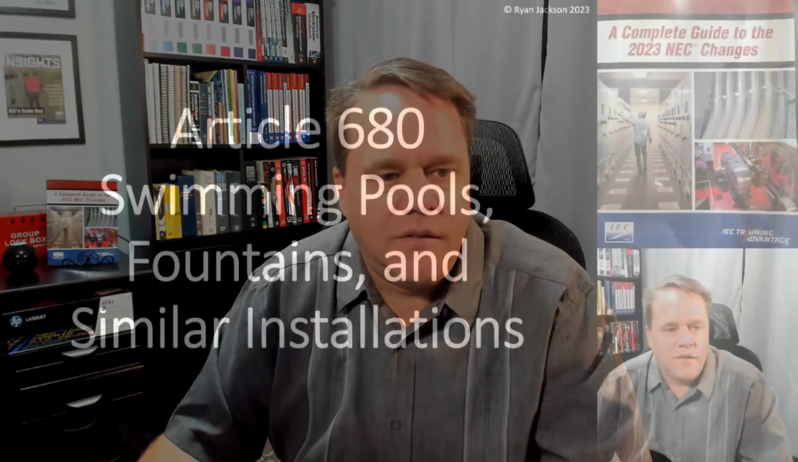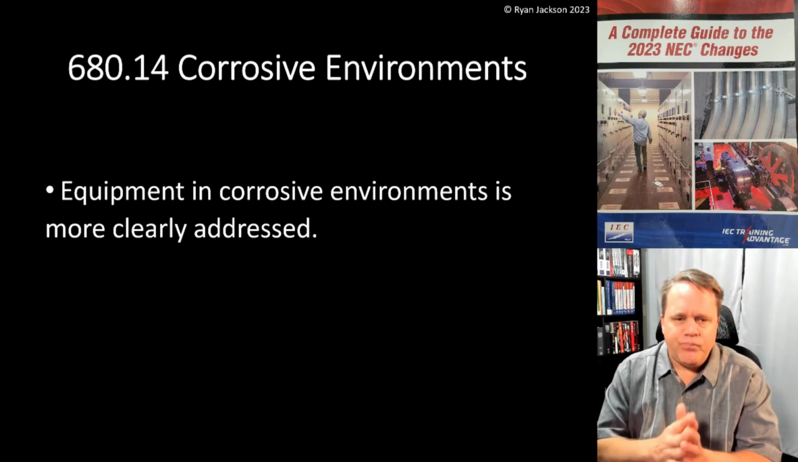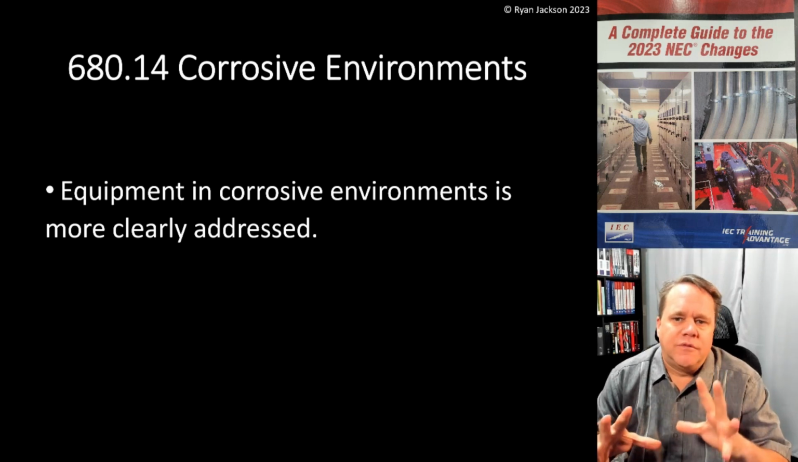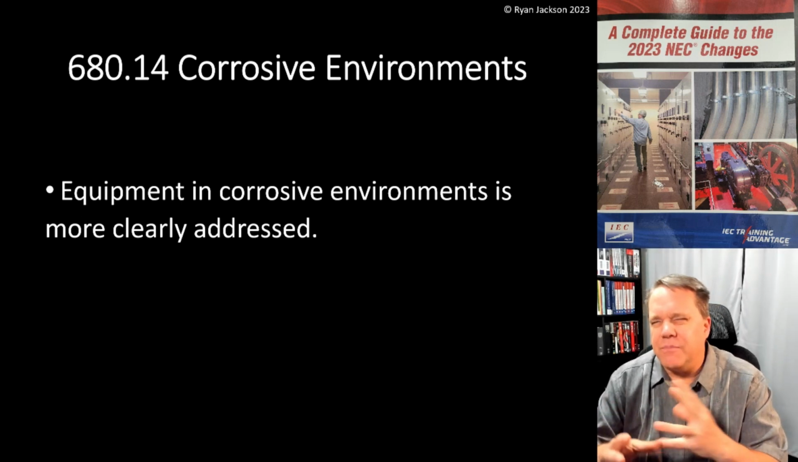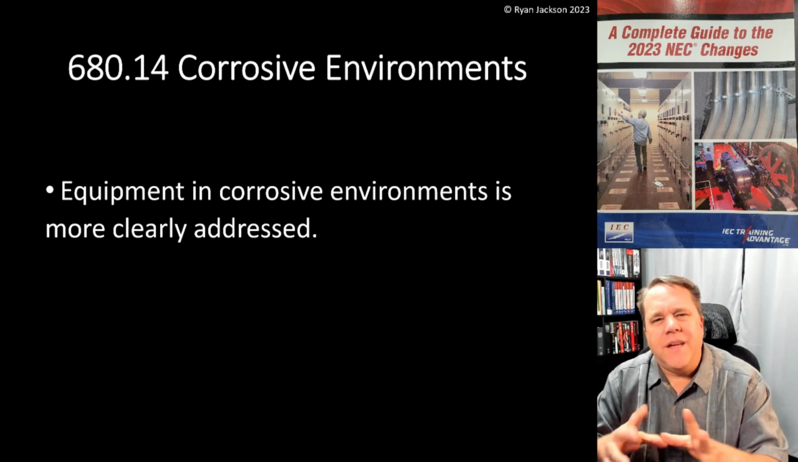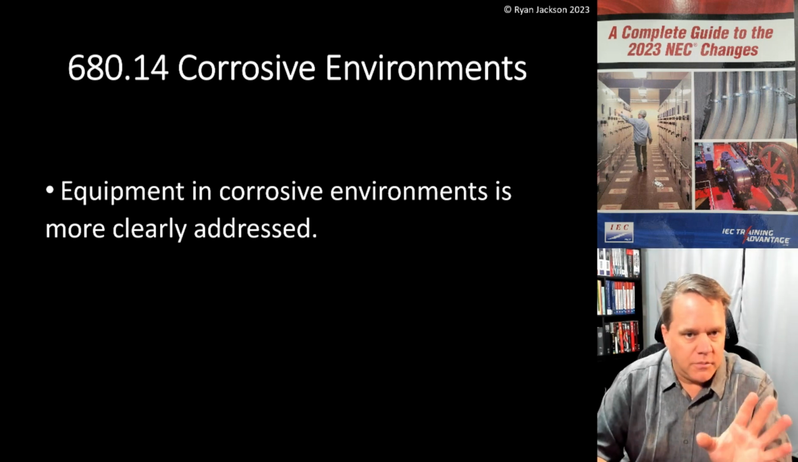Welcome back, everybody. Let's continue our discussion on Article 680, which is swimming pools, fountains, and similar installations. 680.14 is the subject of this video, which deals with corrosive environments. There were some changes made here in 680.14. Equipment in corrosive environments is more clearly addressed, and we also made some other tweaks to the language about corrosive locations in the definition in Article 100, which hopefully makes it a little easier to understand what the requirements are for swimming pool environments.